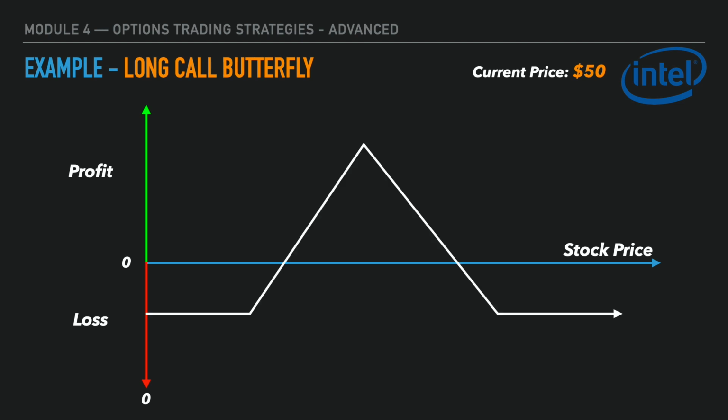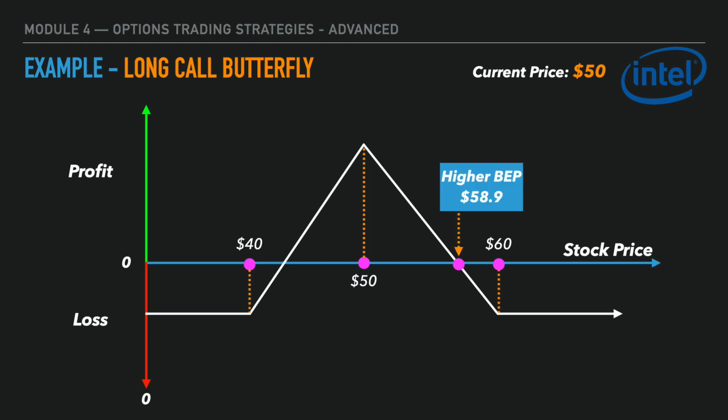This is how the P&L line looks like for this trade. In fact, pretty much all the butterfly trades, no matter which type you choose, they all look something like this or similar. First, we have our higher strike at $60, middle strike at $50, and the lower strike at $40. Then we have our higher break-even price at $58.9 and the lower break-even price at $41.1.